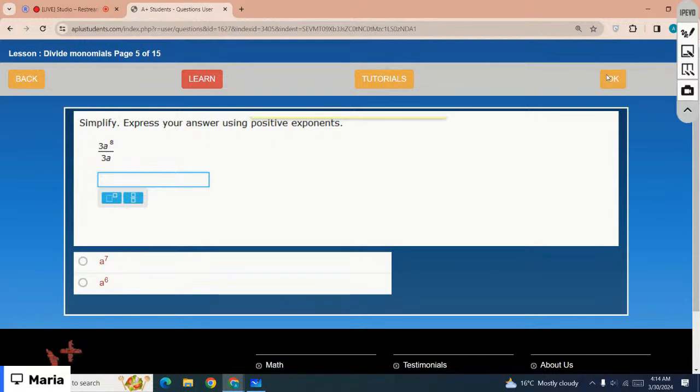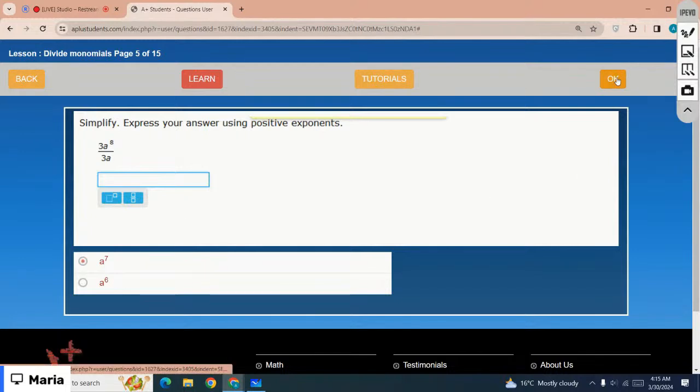Okay, c 3a8 divided by 3a, which is the correct option? The correct option is a7. Option number 1 is the correct option. Very good.